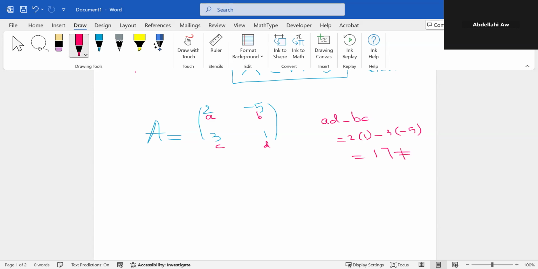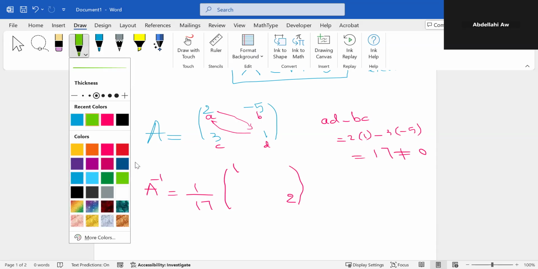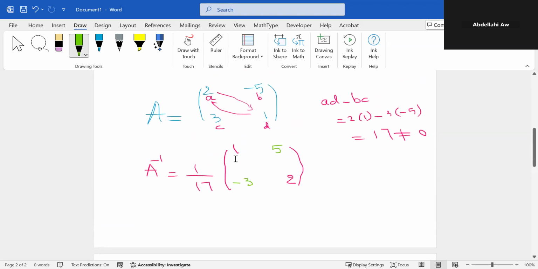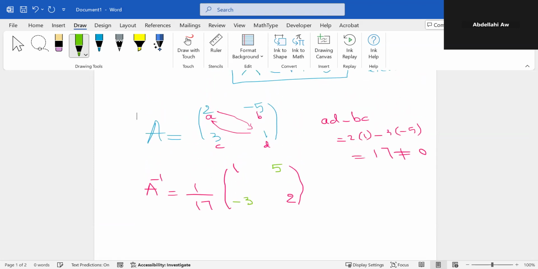Since 17 is not 0, then A minus 1 exists. A minus 1 would be 1 over 17 times the matrix. Remember what we said: we swap the 2 and the 1, right? 1 comes up here, 2 comes down here. And these two, we change to the opposite. The 3 and the negative 5, we don't swap them, we just change them to the opposite. It's going to become negative 3 and positive 5. That's A minus 1.